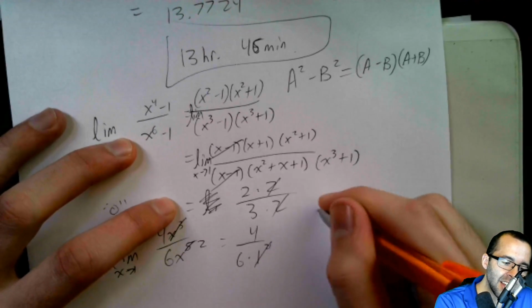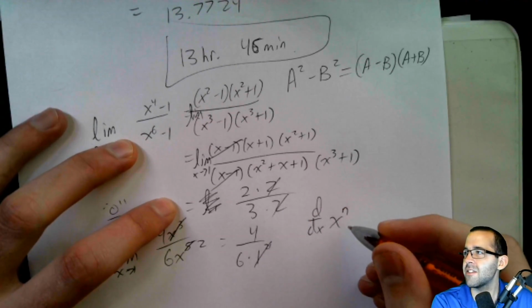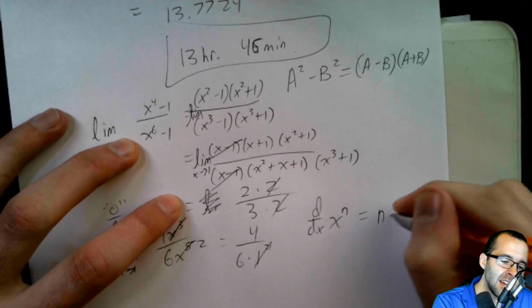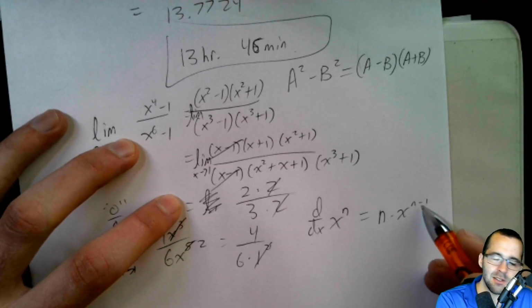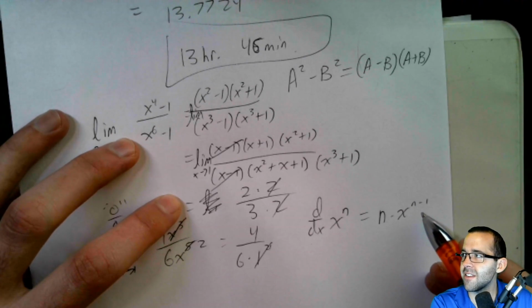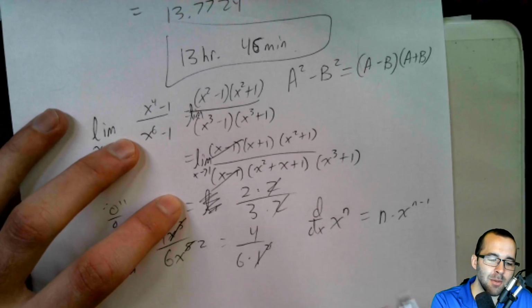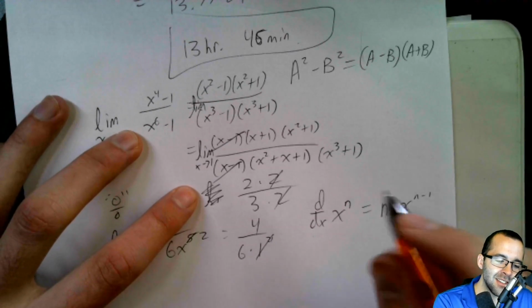So if you look at the derivative of x to the n, there's a rule called the power rule that says the derivative of x to the n is just n times x to the n minus 1, where you just bring the power down as a coefficient and then subtract 1 from the exponent. And sure, once you know the power rule, that's super easy. But in order to get the power rule, you have to know what a derivative is.